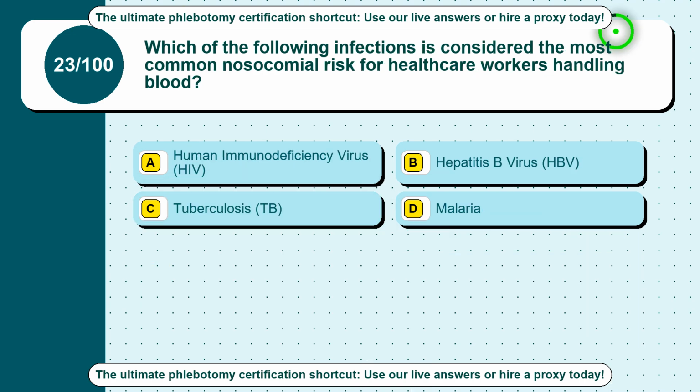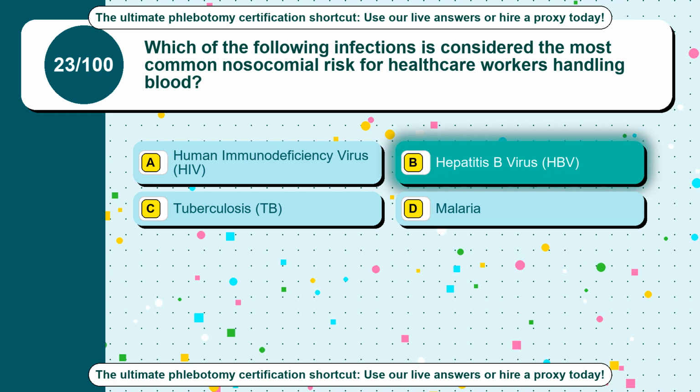Question 23. Which of the following infections is considered the most common nosocomial risk for healthcare workers handling blood? Option A, human immunodeficiency virus, HIV. Option B, hepatitis B virus, HBV. Option C, tuberculosis, TB. Option D, malaria. The correct answer is option B, hepatitis B virus, HBV.